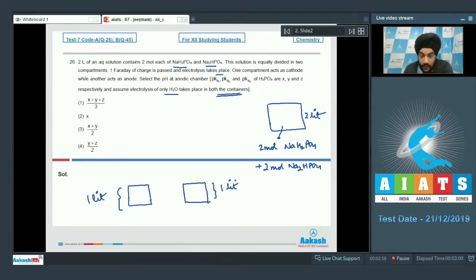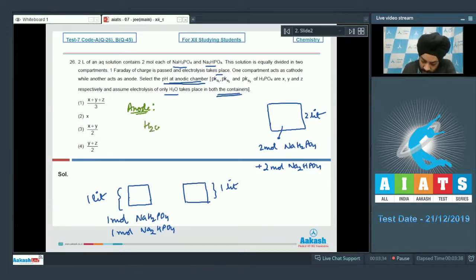Now we have 2 equal solutions of 1 liter each, and if we talk about the moles of these given species, students, we know that they will both contain 1 mole each of NaH2PO4 and 1 mole of Na2HPO4. Now, students, the examiner is interested in the electrolysis and the pH at the anodic chamber. At the anodic chamber, oxidation is going to take place, and we have to assume only electrolysis of water.